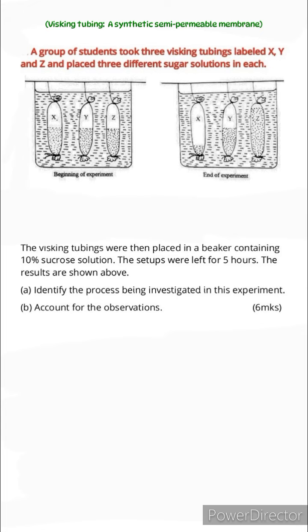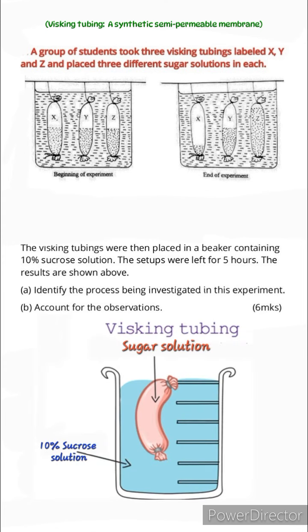Now, this can seem a bit confusing, but essentially what we'll be doing is comparing the concentration of the contents of the whisking tubing to that of the beaker. So we'll be comparing 2 sugar solutions in each case. The sugar solution present in whisking tubing X and the sucrose solution present in the beaker. And then we'll move forward to Y and do the same. We'll compare the concentration of the sugar solution in Y with that of the beaker.